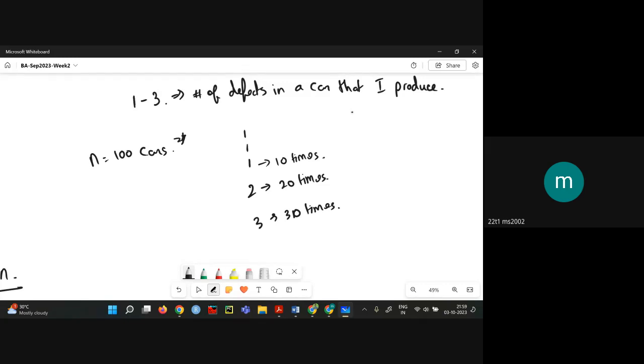All right. So what happens? 30 plus 20 plus 10, that is 60. So I have found that 60 cars have defects, and in that, 10 cars have 1 defect, 20 cars have 2 defects, and 30 cars have 3 defects. What happened to the remaining 40 cars?